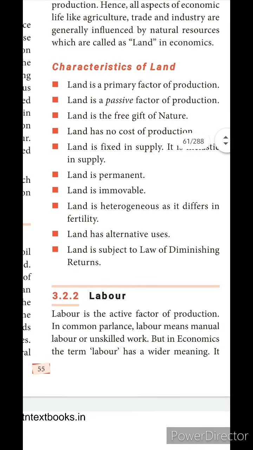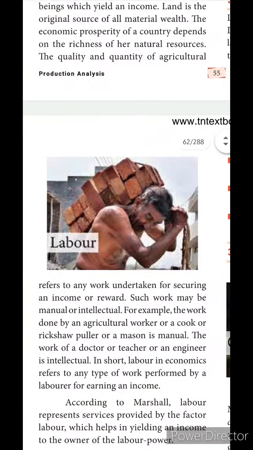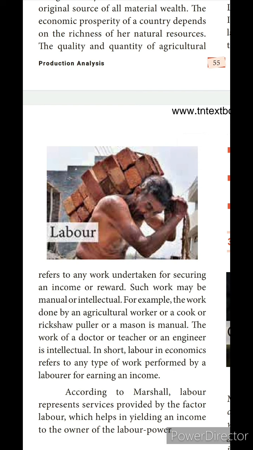Labor. Next we are moving to the labor. Labor is the active factor of production, isn't it? Without the labor also we can't do any production there. Labor means manual labor or unskilled work. But in economics, labor has a wider meaning. What is that wider meaning? It refers to any work undertaken for securing an income or reward. Any work, that means it may be skilled work or unskilled work, but it is done only for the income or reward. Okay, income or reward.